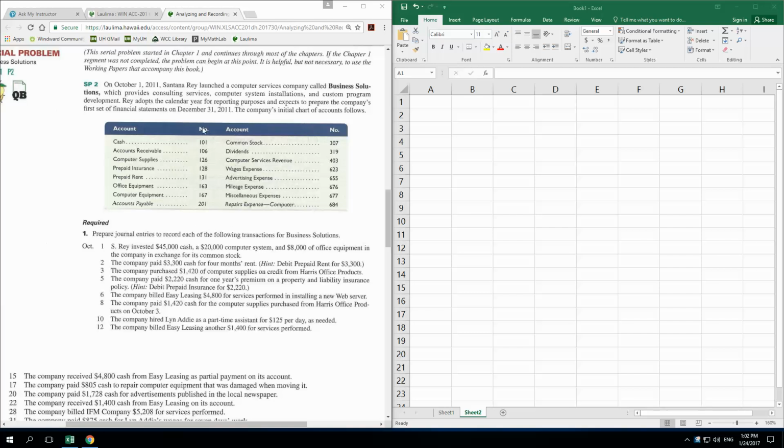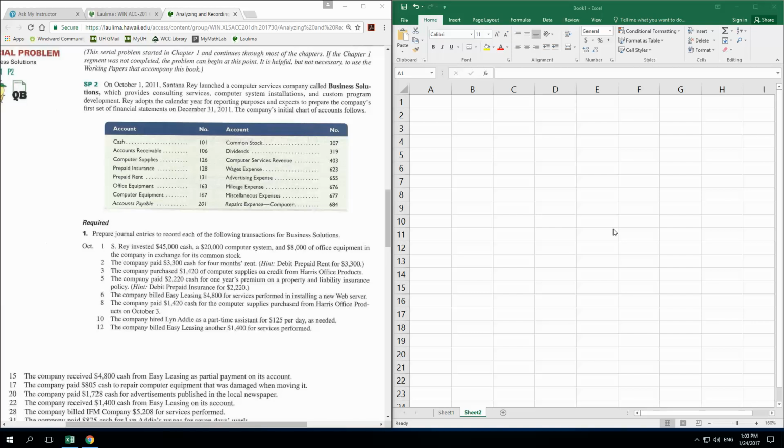Okay, so if you kind of scan the accounts, you'll notice all the assets are starting with 1. Then the liabilities start with 2. They only have 1 liability. And then common stock and dividends, they're both equity accounts. They start with 3. Revenues start with 4, and it looks like expenses start with 6.